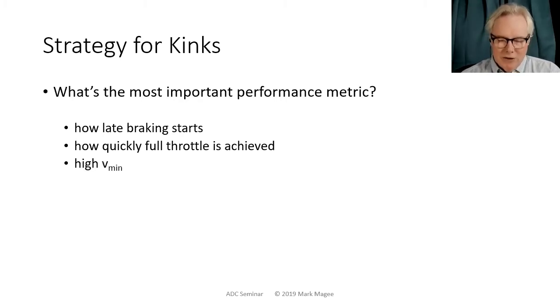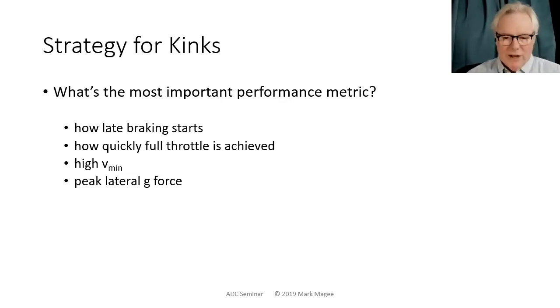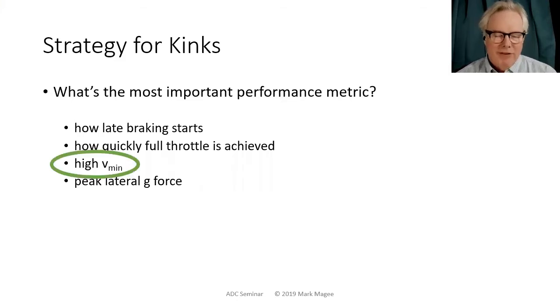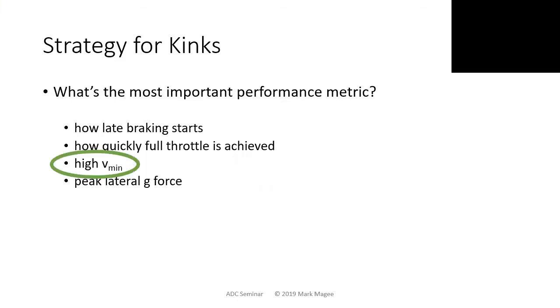High Vmin. Vmin is the minimum speed in the corner. And the last one is the peak lateral G-force. If I'm doing a measurement or I'm feeling it in the car, how much lateral acceleration do I have in the corner? Of these four choices, does anybody have any ideas about what would be the single most important of those four? So, high Vmin. Why is that, Mark?